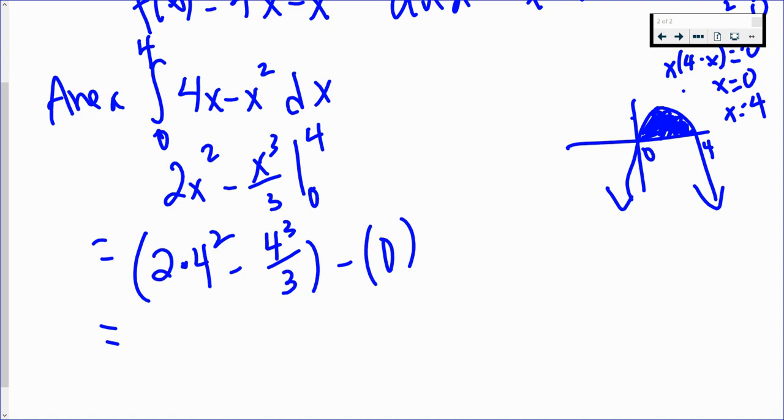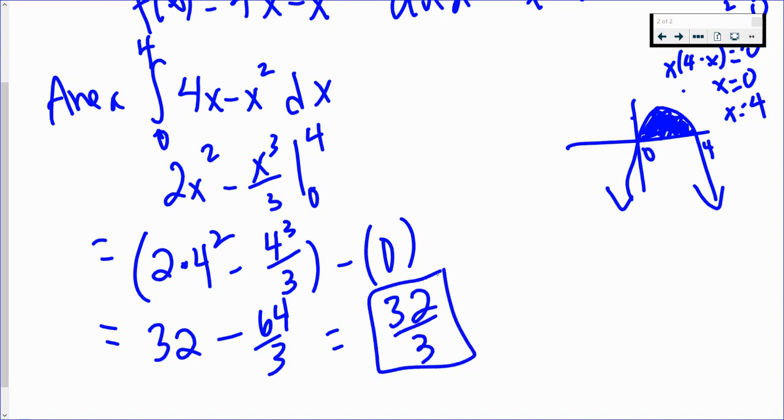Okay, 2 times 4 squared would be 2 times 16, which is 32. Minus 4 cubed, which is 64 over 3. 32 minus 64 over 3 is going to leave 32 over 3. So the area between those two, or if you're using a calculator, is around 10.667. Remember, we always round to 3 decimal places if we have a calculator question. That would be the area contained between this function and the x-axis between 0 and 4.